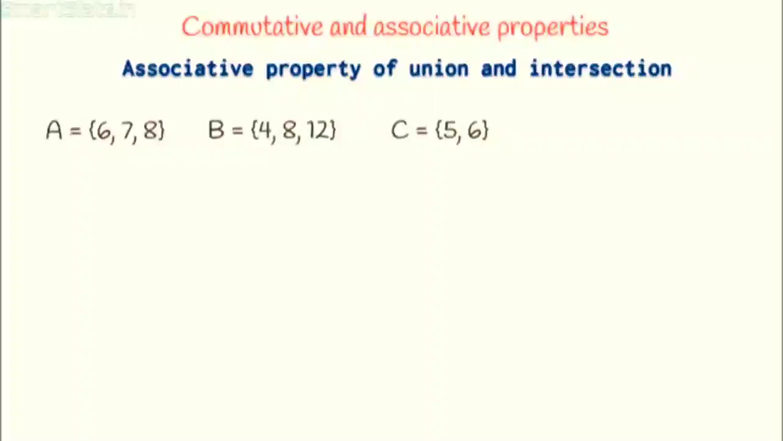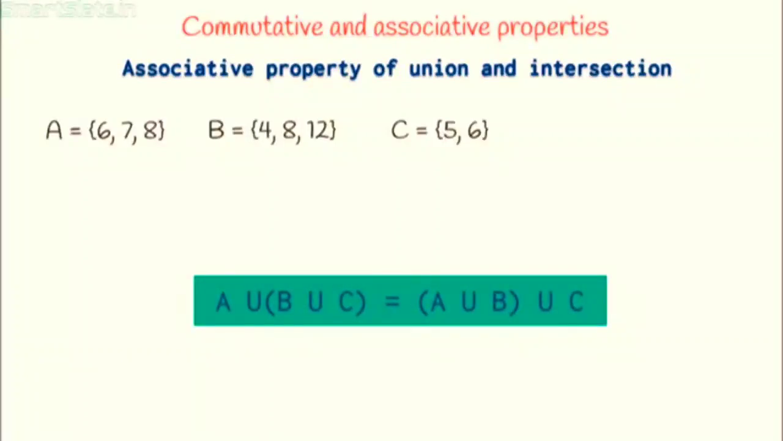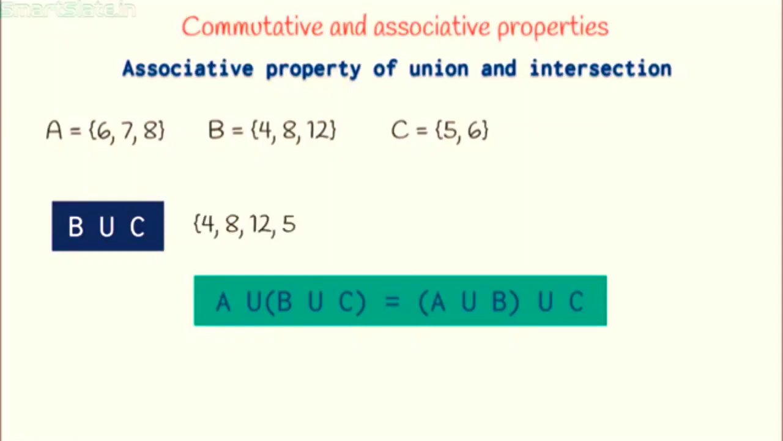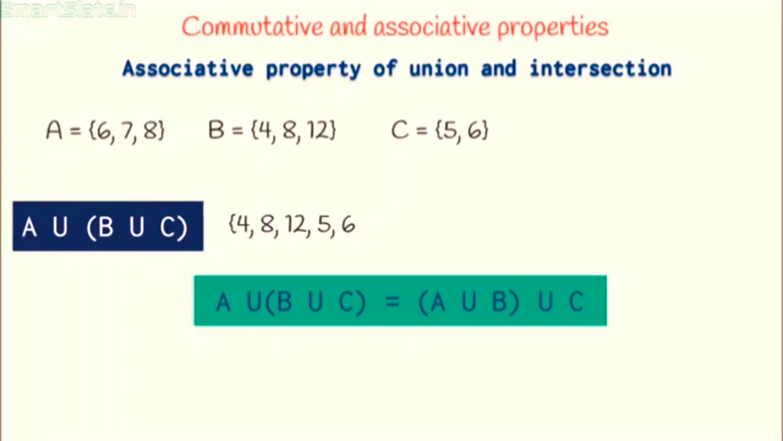To check the associative property, we have to prove that A union (B union C) is equal to (A union B) union C. First we are going to find B union C: 4, 8, 12, 5 and C. With this union I am going to find the union of A.